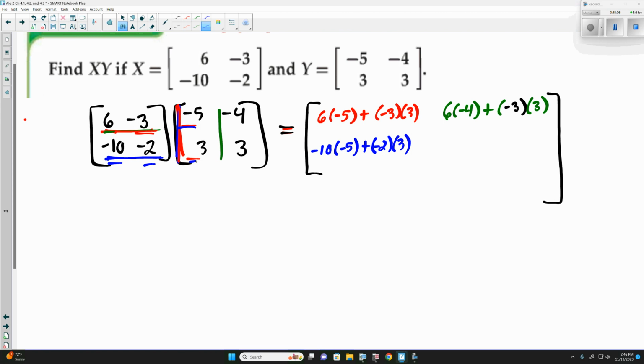Because the calculator gave you the answer, this is not the final answer. Because we can't leave it as 6 times -5 plus -3 times 3, because that's all numbers that can be simplified. Now, we do this one more time. We're going to go over and down. So -10 times -4 plus -2 times 3.